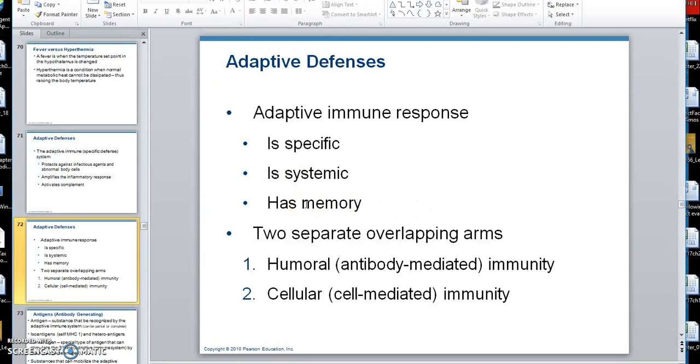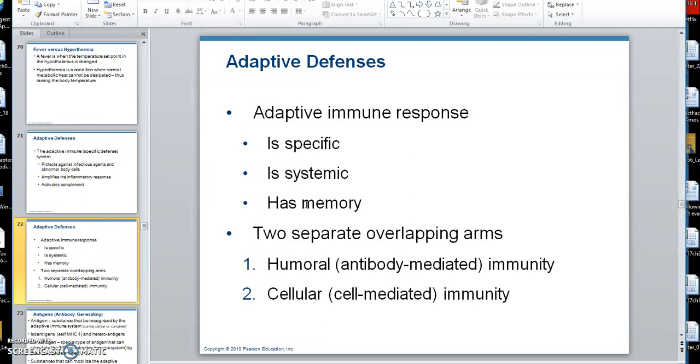It also has memory. With the first and the second line, if you get attacked by a microorganism, it'll fight it, let's say, but it'll never remember it again. So you have no protection; you'll have to start all over. With the adaptive, it memorizes the situation. So when it comes again, it's ready to go. It doesn't need any lag time or anything. So the three things about the third line are: specific for the certain antigen, it goes all over the body, systemic, and it has memory.